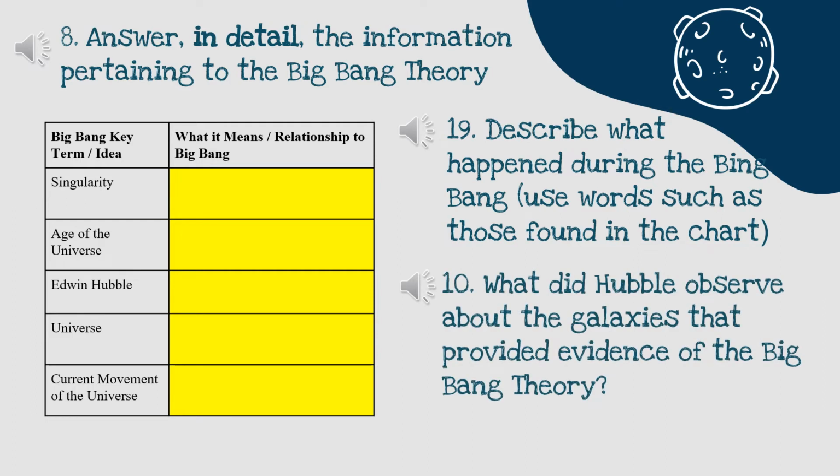Number 11. What did Hubble observe about the galaxies that provided evidence of the Big Bang Theory? Edwin Hubble discovered that the universe is still expanding, so it had to start from a single point.